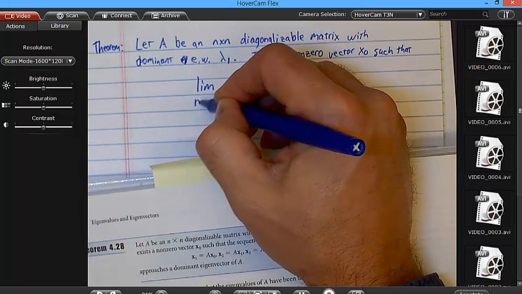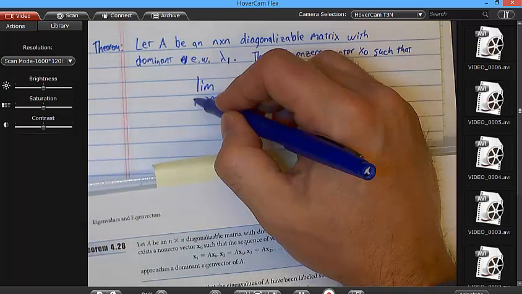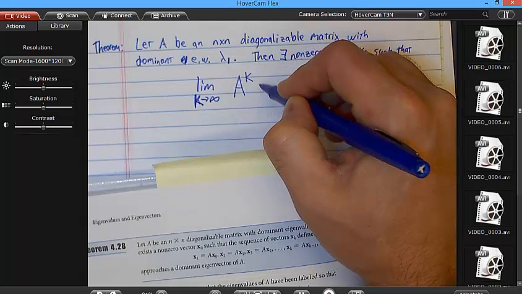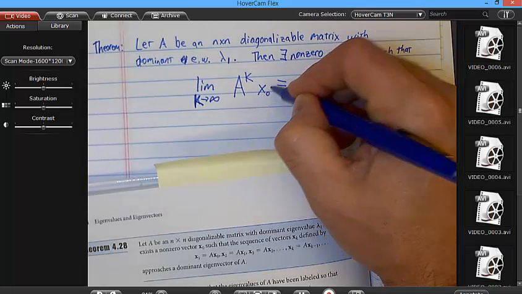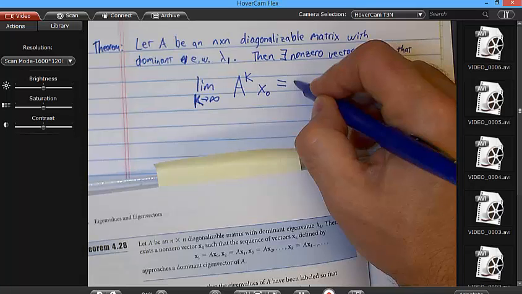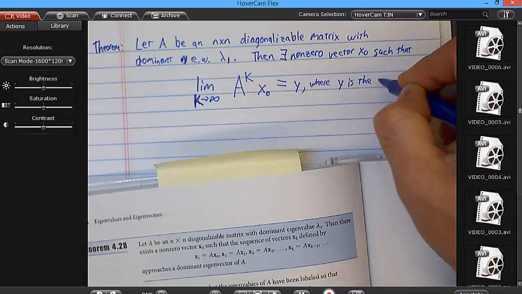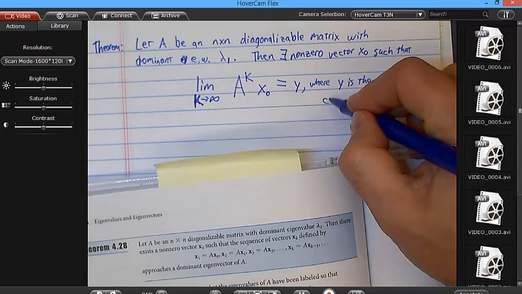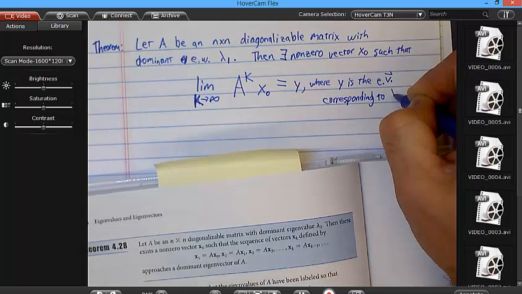the limit as k approaches infinity of A to the k power times x naught equals y, where y is the eigenvector, using Chad's notation, corresponding to lambda 1.